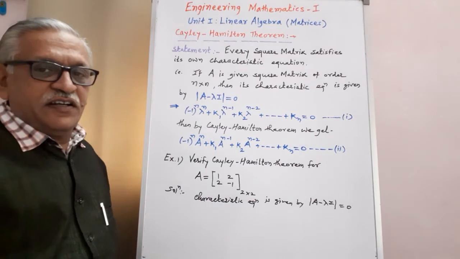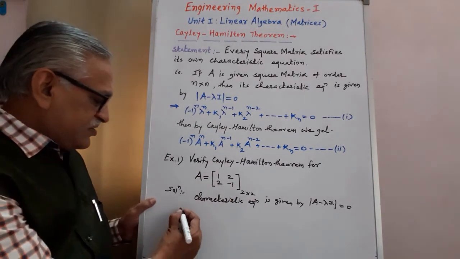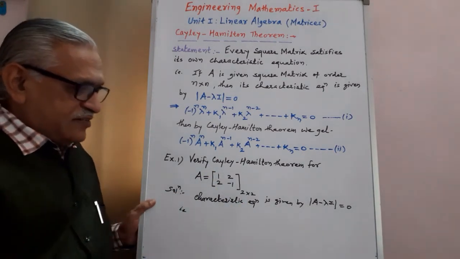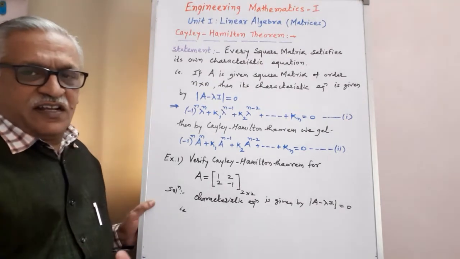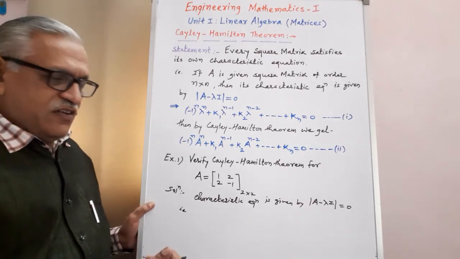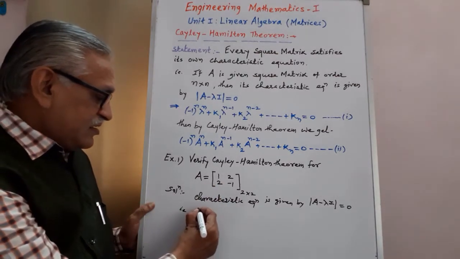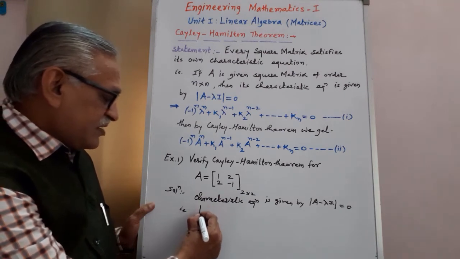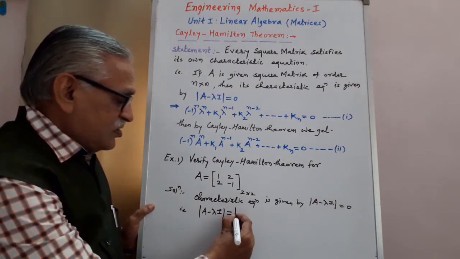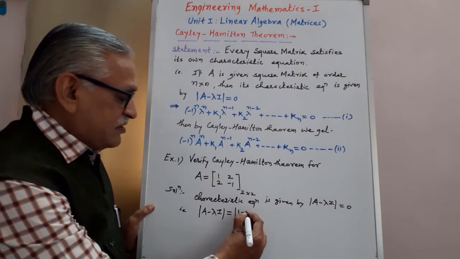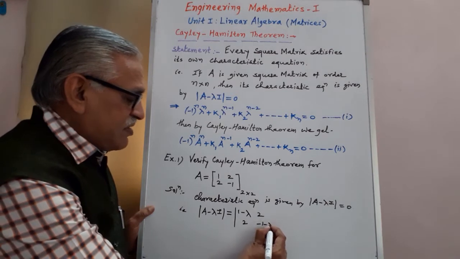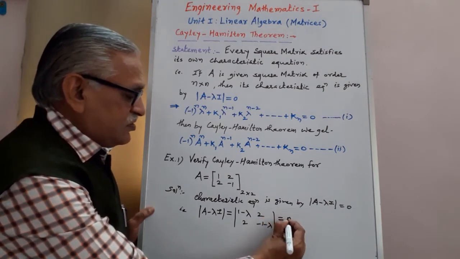The characteristic equation is given by determinant of A minus lambda I equals 0. That is, subtracting lambda from the diagonal to obtain this characteristic equation. This I have already discussed in the previous 2 lectures, that is characteristic roots and vectors. Therefore, determinant of A minus lambda I is equal to determinant of 1 minus lambda, 2, 2, and minus 1 minus lambda, equals 0.